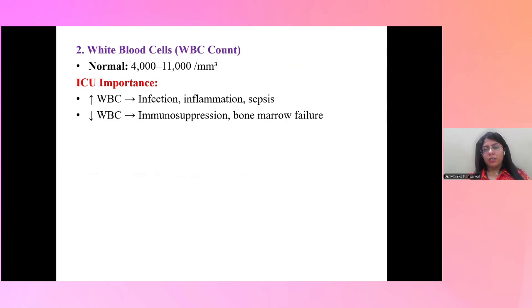Now the next component of CBC is the white blood cell, which is also the soldier cells of our body. And the normal range, as you all know, ranges from 4,000 to 11,000 per cubic millimeter. So if you talk about the ICU significance of the WBC, an increase in WBC will indicate that the patient might be having infection or inflammation or any type of sepsis. So accordingly, you can start your antimicrobial therapy. Accordingly, you can start the anti-inflammatory drugs for the patient. And a decrease in WBC will indicate immunosuppression or bone marrow failure.